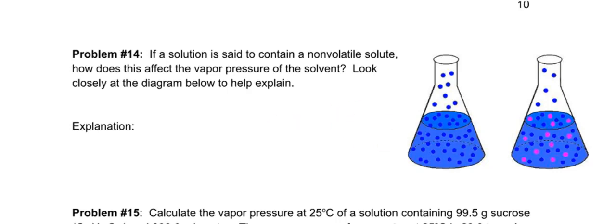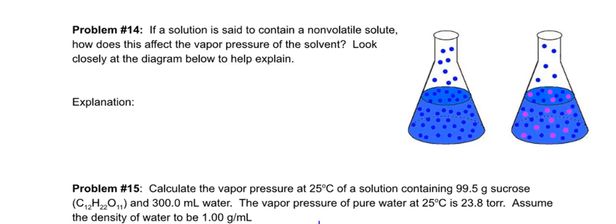All right, let's go to problem number 15. Oh, it looks like a math problem to me. Calculate the vapor pressure at 25 degrees if a solution contains 99.5 grams of sucrose, which is C12H22O11, and 300 mL of water. The vapor pressure of pure water at 25 is 23.8 torr. Assume the density of water to be 1.